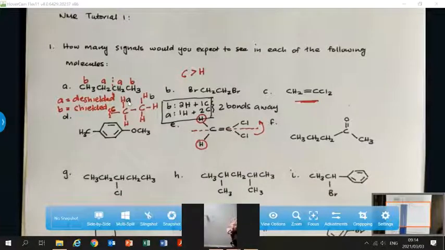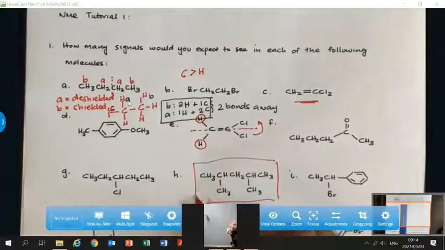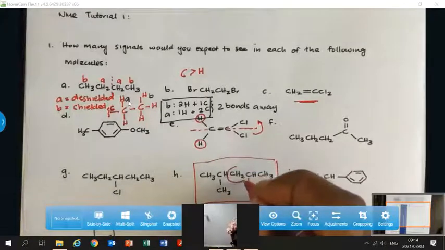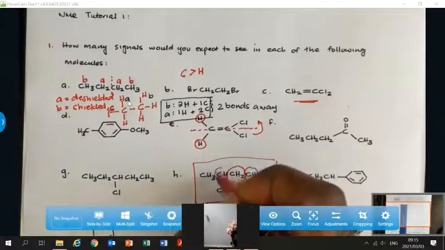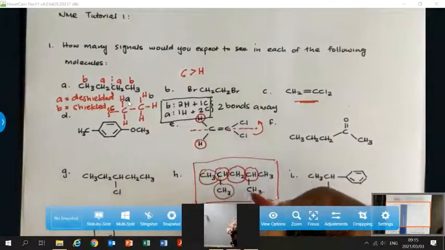All right. And the last example I want to do is this one. If I look at this particular one and I first try to identify my different groups, I've got a CH2 group here, a CH group here, a CH group here, and then I've got these CH3 groups.